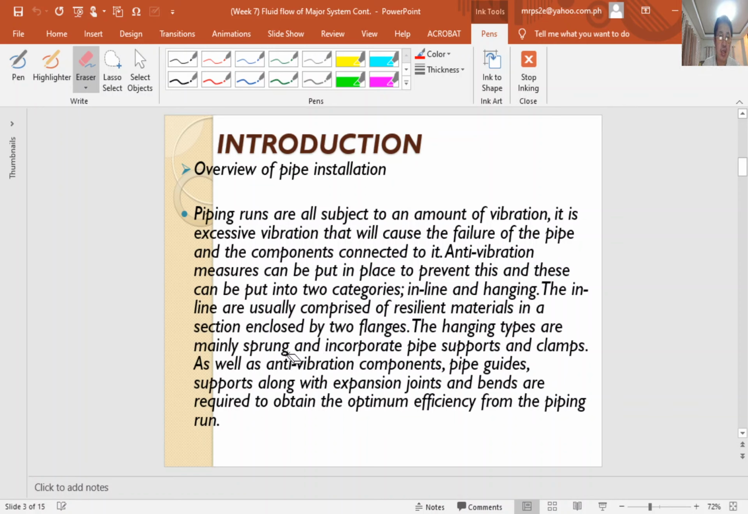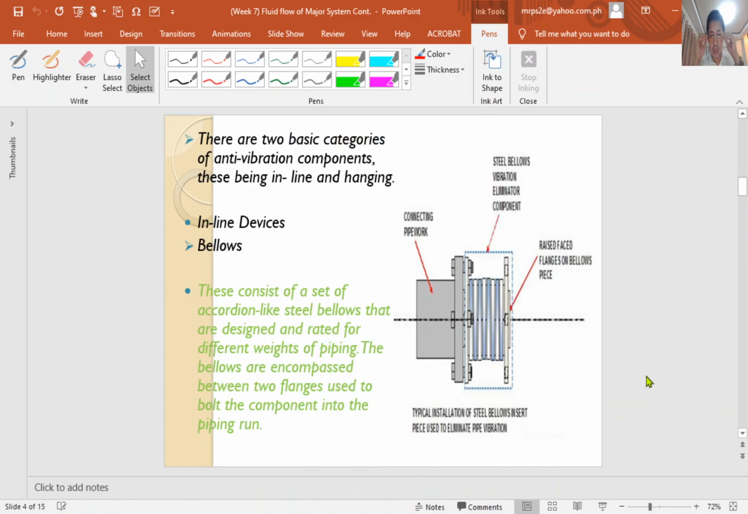The hanging types are mainly sprung, and incorporate pipe supports and clamps, as well as anti-vibration components, pipe guides, and supports, along with expansion joints and bends, which are required to obtain the optimum efficiency from the piping run. So we have here an example.